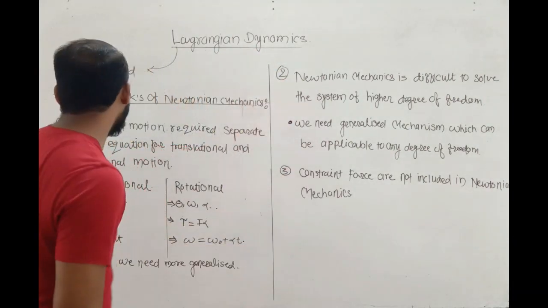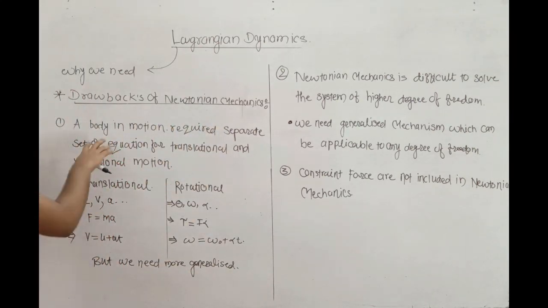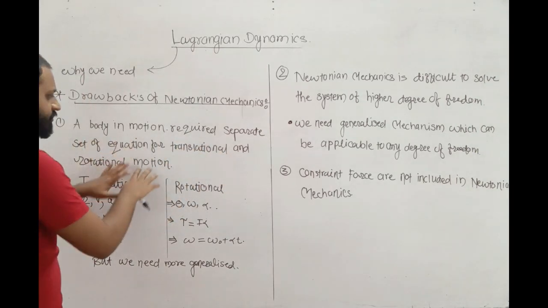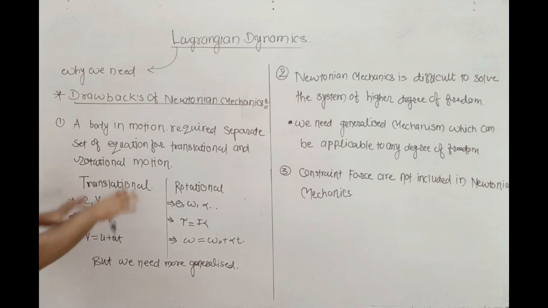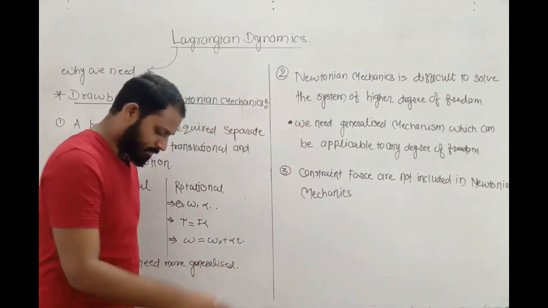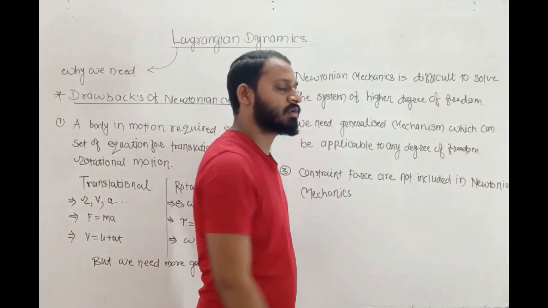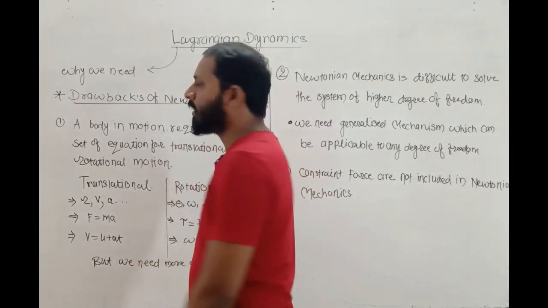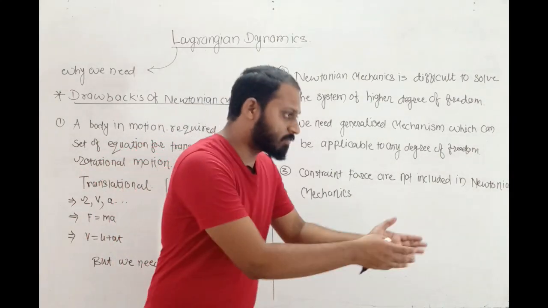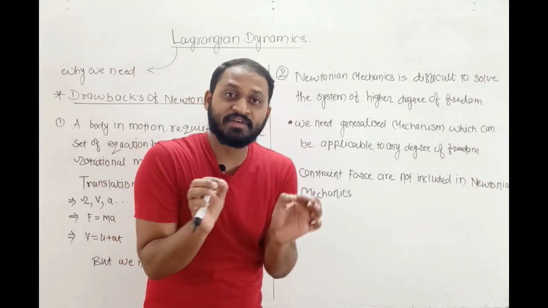Now see the first drawback of Newtonian mechanics. A body in motion requires separate sets of equations for translational and rotational motion. Now see, I am moving in a straight line, that is translational motion. If I am rotating in this way, that is rotational motion. For translational motion and for rotational motion, we require different sets of equations.